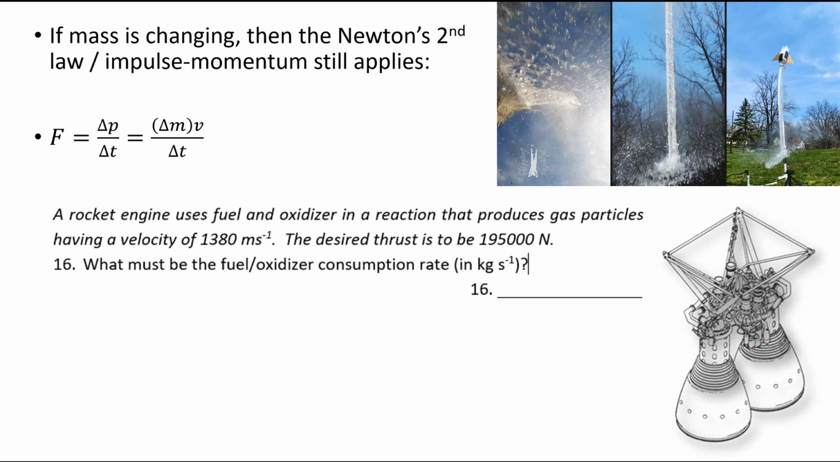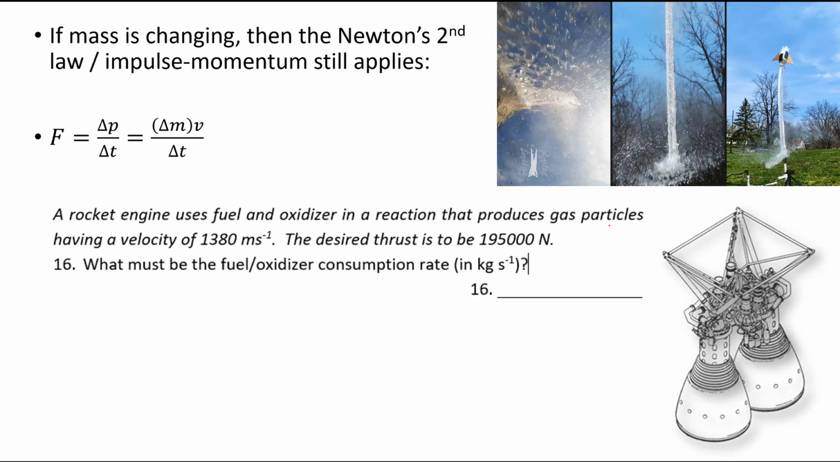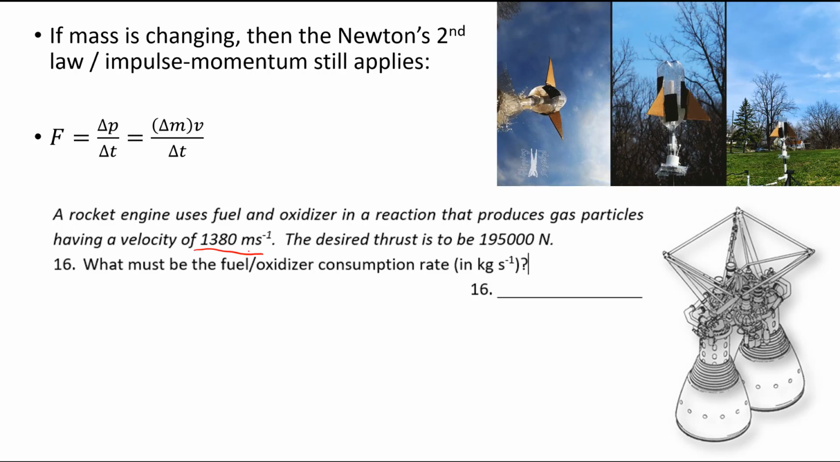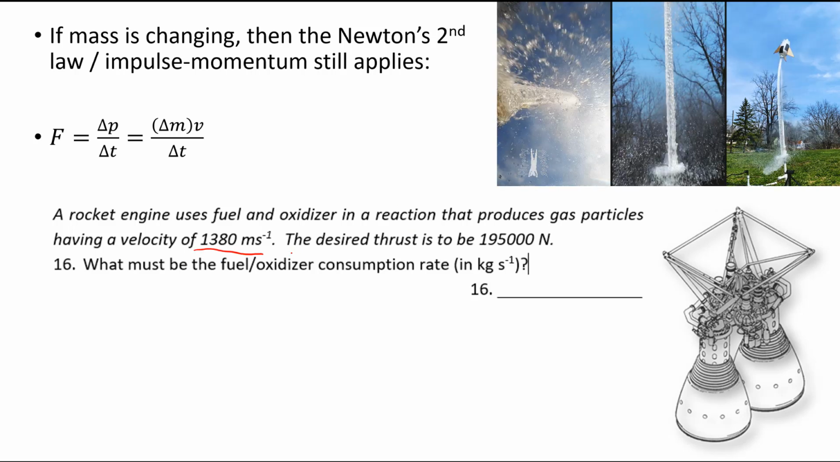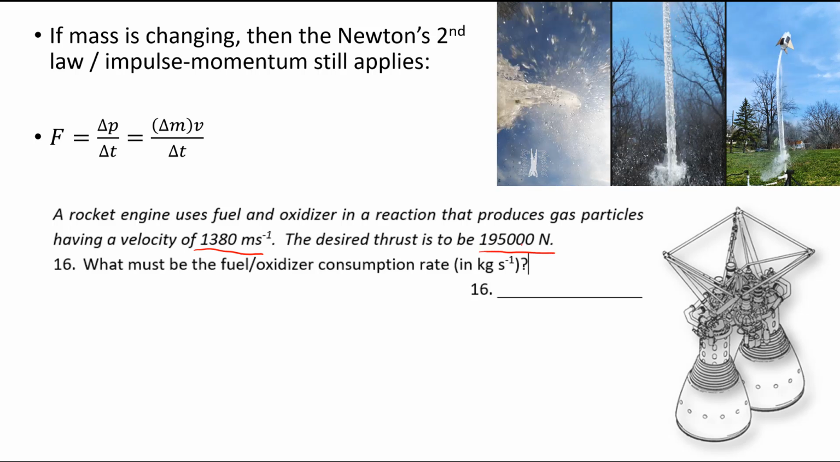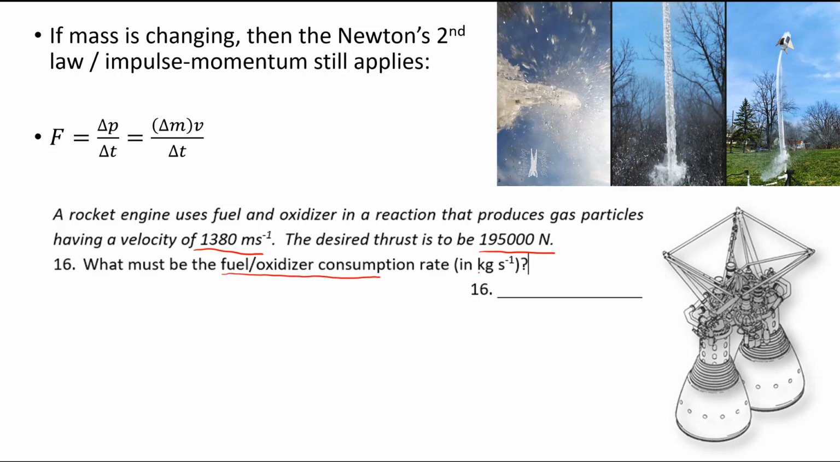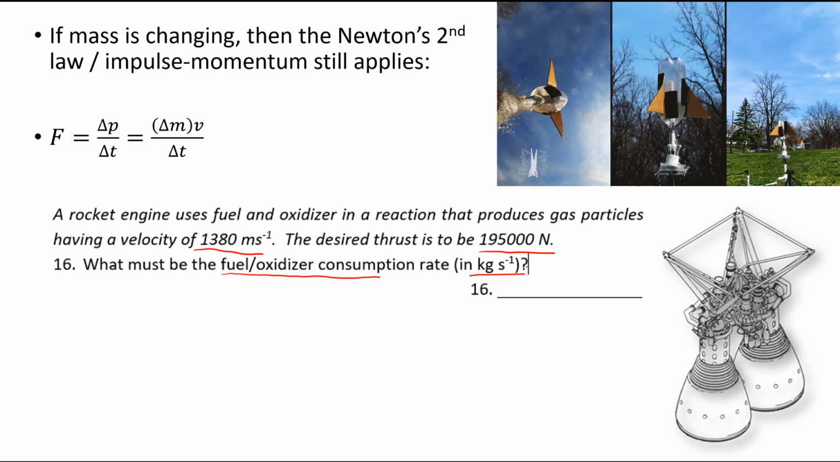So here's another example. A rocket engine uses fuel and an oxidizer in a reaction that produces gas particles having a velocity of 1380 meters per second. The desired thrust is to be 195,000 newtons. What must be the fuel oxidizer consumption rate in kilograms per second? Pause and try to solve this.